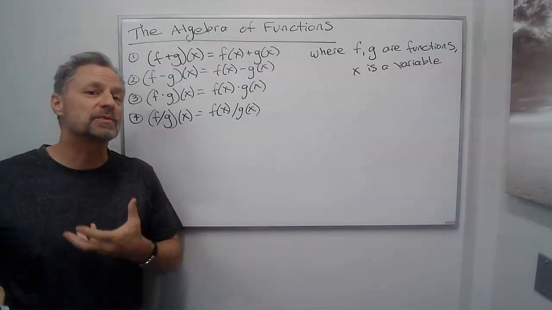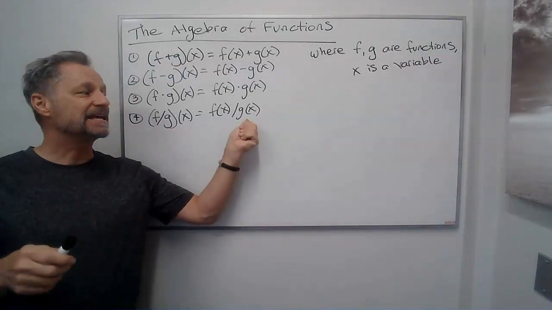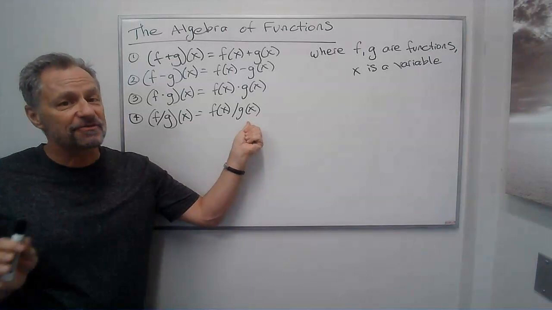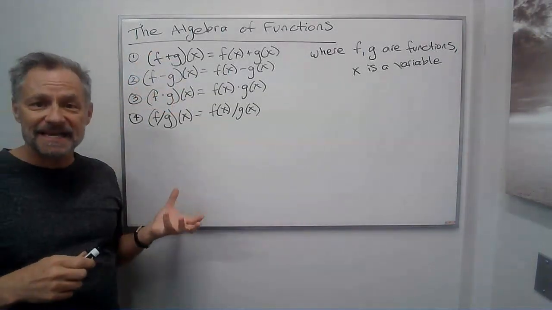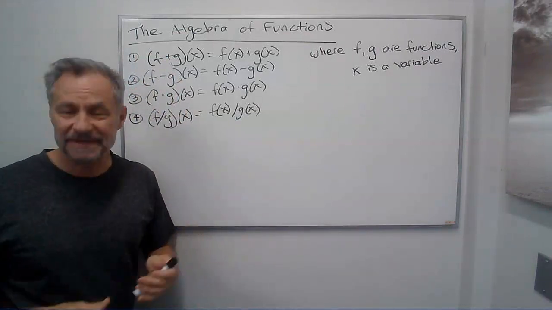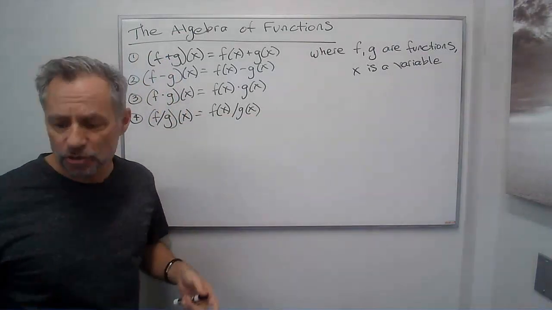Remember, as always, when working with the domain, if the denominator equals 0, it's undefined at those values. Okay, so we'll have to keep that in mind as well. But that's the idea of these functions. Let me show you some examples. I'm going to erase this. We'll just do some examples real quick.